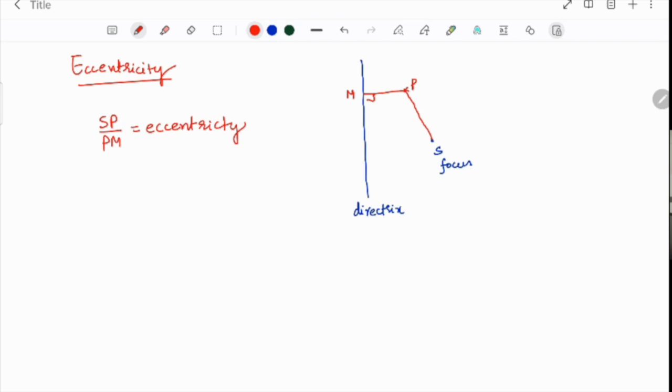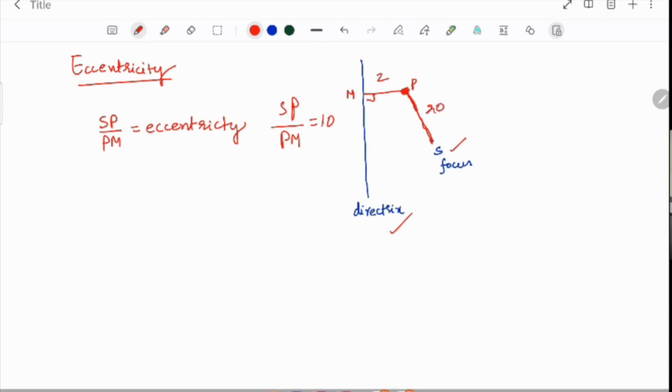That means they will give you the focus and the directrix. If they say eccentricity is 10, that means we have a collection of points where the ratio of the distance to the focus, SP, to the distance to the directrix is 10. It can be 10 is to 1, otherwise it can be something like 20 is to 2. All right, so that is eccentricity.